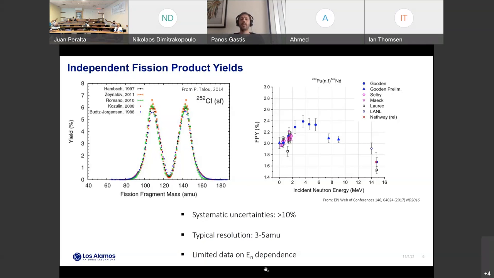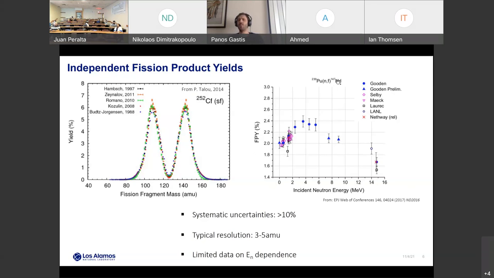And one last thing is that the data on the energy-dependent fission product yields, when we talk about neutron-induced fission, are even scarcer. Here on the right, you see an example of fission product yields as a function of neutron energy for the case of neodymium-147, which is produced by neutron-induced fission on plutonium-239.